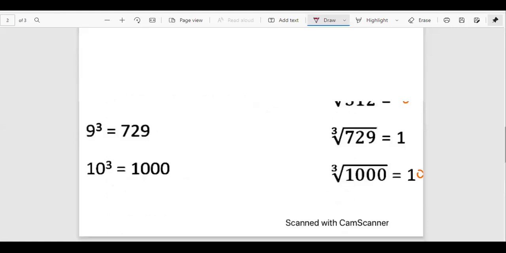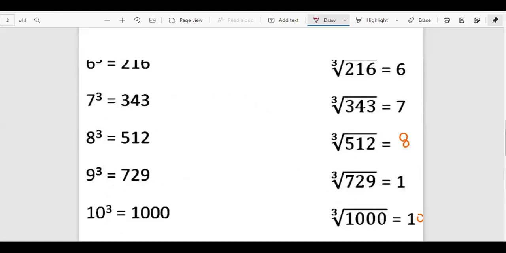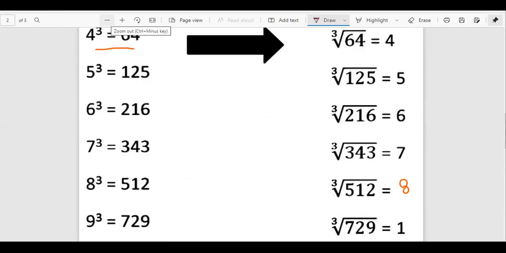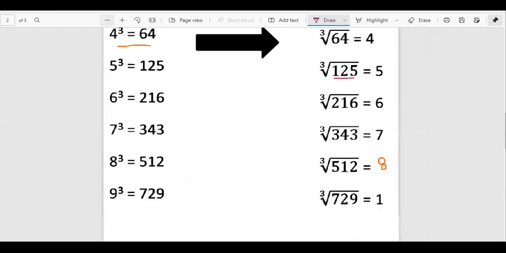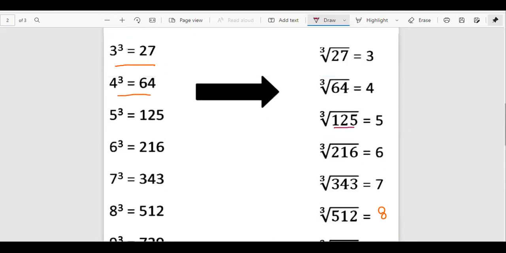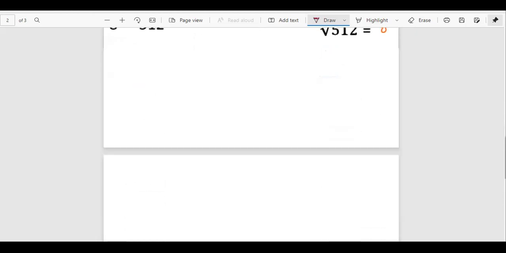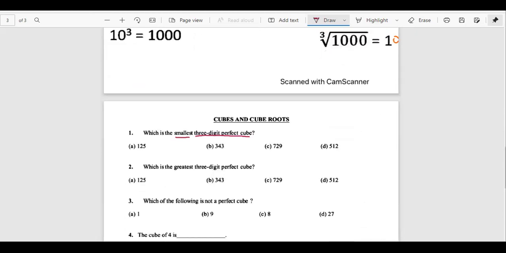Let's go back to the list. This is 125, ma'am. Yes, very good. Okay, this is 125. This is because this is the first 3-digit perfect cube. Are you clear with this? Yes. Okay, so the answer is 125.